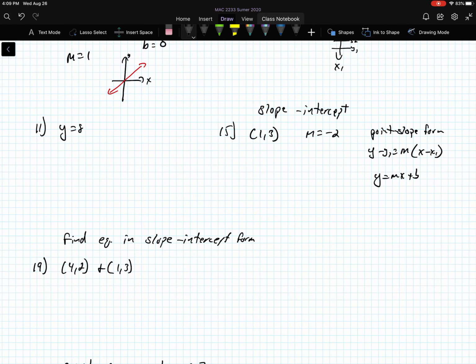For number 8, right, y is equal to some value k, m is equal to 0, horizontal line, no matter what happens, your y never changes. All right, so x1, x2, x3, it never changes.